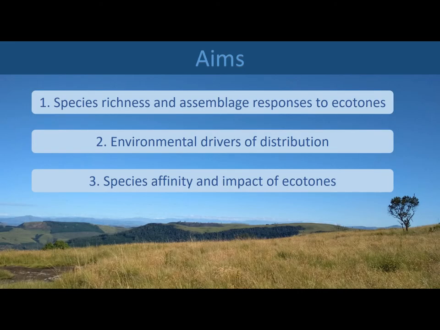So that brings me to the aims of this project of mine. Firstly, it was to determine the species richness and assemblage composition responses of bush crickets to ecotones within the landscape and to compare these to those found within the core biotope sampled. Secondly, it was to determine the environmental drivers of bush cricket distribution in the landscape. And finally, to determine whether or not specific species show an affinity to one or a range of particular biotopes and how the ecotones between the biotopes may impact the distribution of the species in the landscape. But for the purpose of this talk, I'll be focusing on the first aim, looking at the distribution and response of species at ecotones.